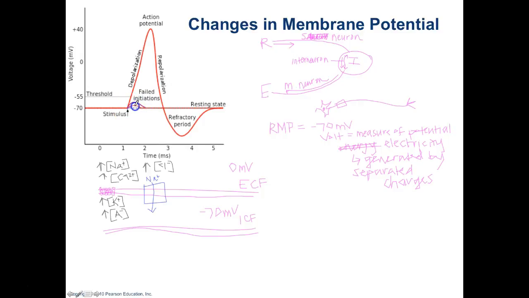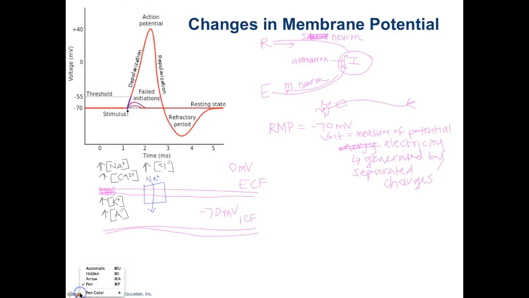We're getting the inside of the cell to change from this negative 70 to move a little bit more positive. What we want to do to have an action potential is to raise this to our threshold of negative 55 millivolts. Once it passes this threshold, then we're going to depolarize the cell and gain our action potential.